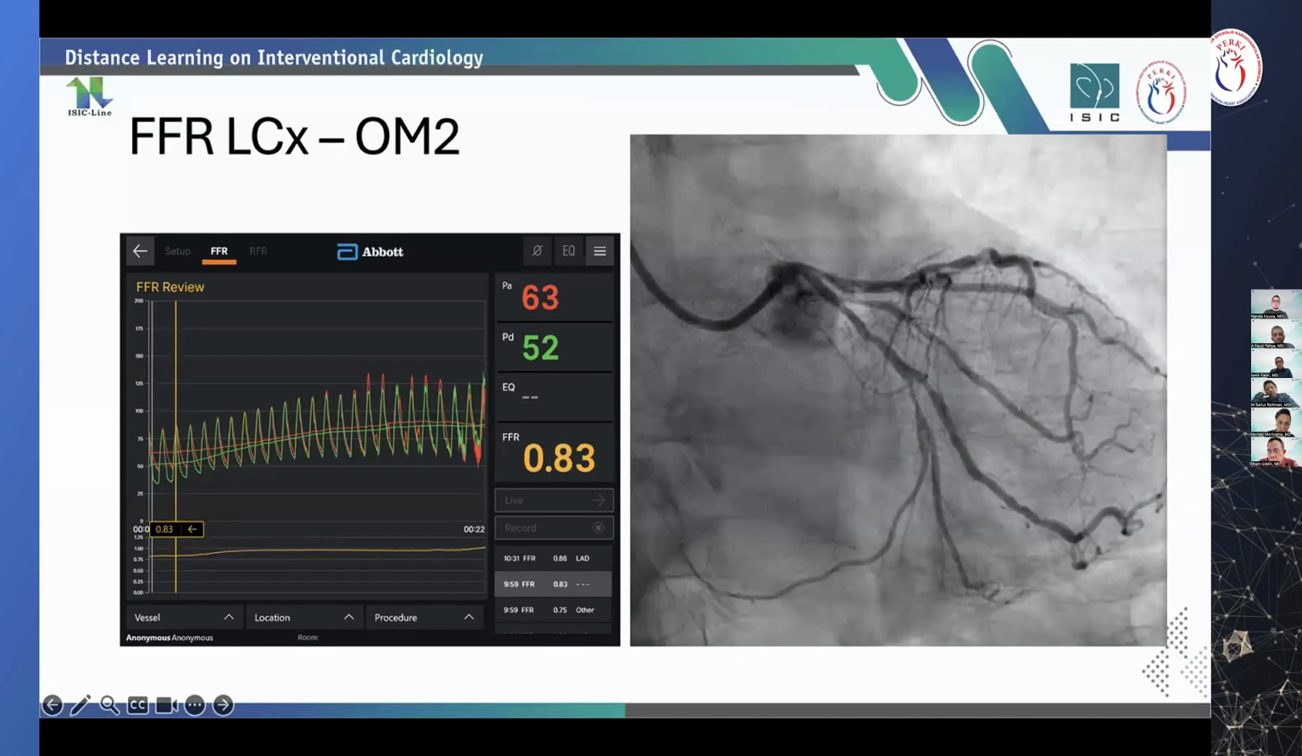Then we therefore place the pressure wire to the largest branch supplying the largest territory, which is this branch, the biggest branch here. The FFR was 0.83, indicating it's a non-significant disease in the large OM branch. We didn't put the pressure wire to the small circ here, even though we can clearly see there's a tight stenosis, as we presume that this territory will be supplied also by the distal of the RCA, which is significant.